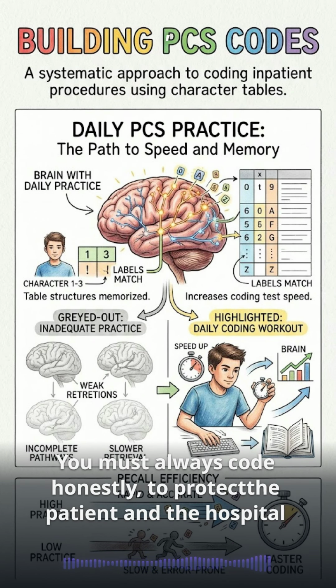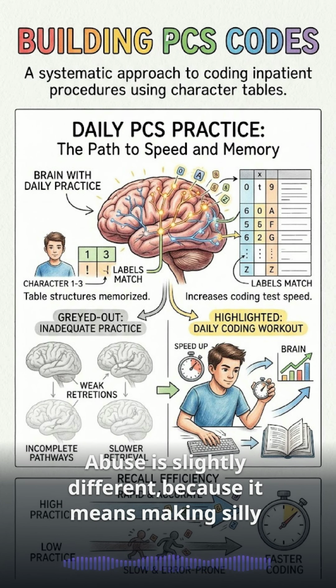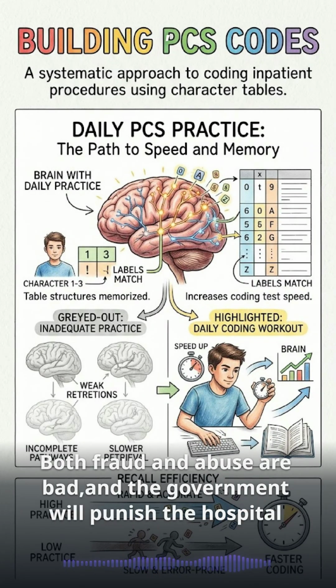Fraud happens when a hospital bills for medical services that never actually happened today. If you code a surgery that was not done, that is considered illegal fraud. Abuse is slightly different, because it means making silly mistakes over and over again. Both fraud and abuse are bad, and the government will punish the hospital heavily. You must always follow the official guidelines to ensure your coding is totally compliant.